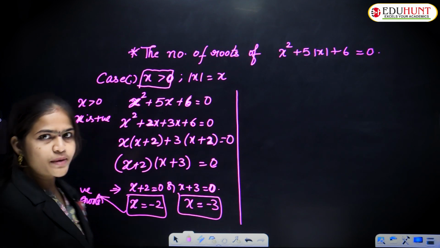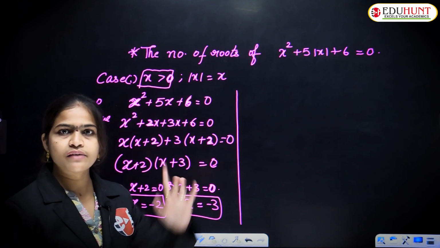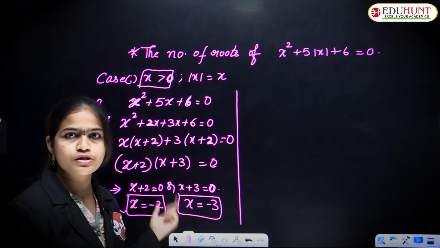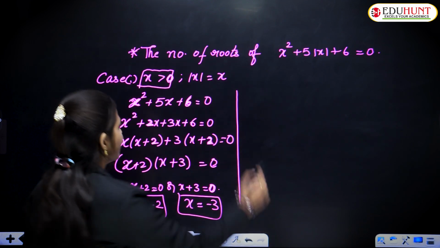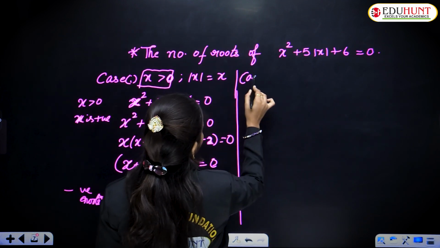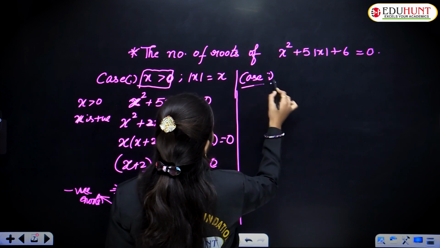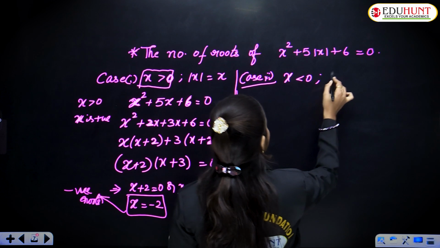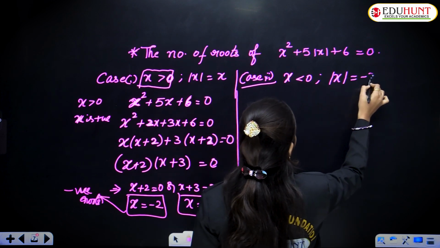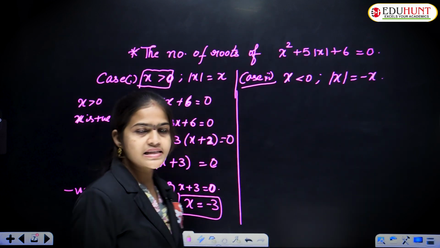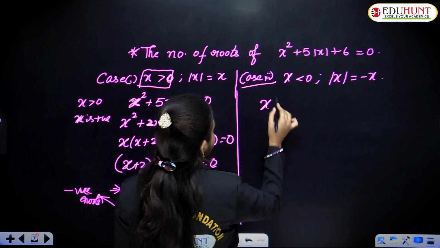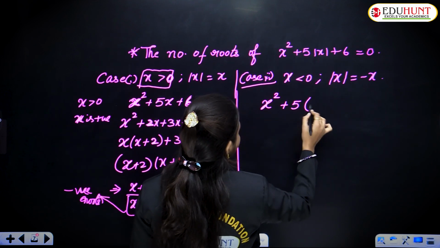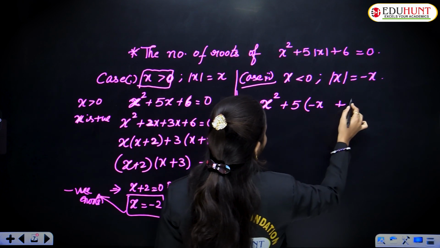So is it satisfying the condition? Not satisfying. Why? Because we took x as positive, but here we are getting x negative. So not satisfying. So check case 2. Case 2, here x is less than 0. So modulus of x is equal to -x. Understand? So see that x² + 5|x|, that is -x, + 6 = 0.